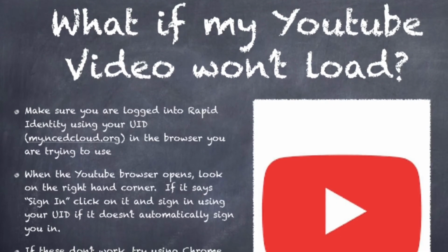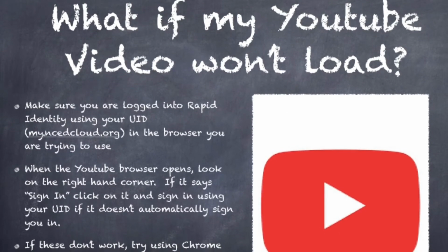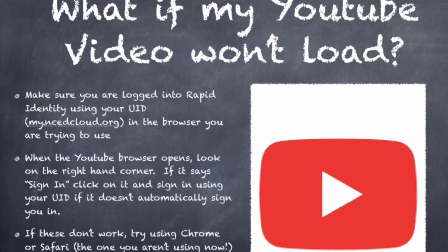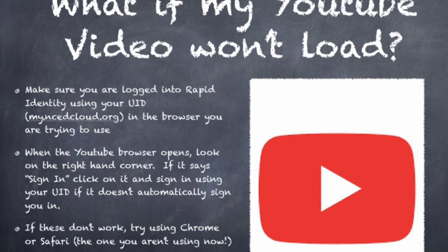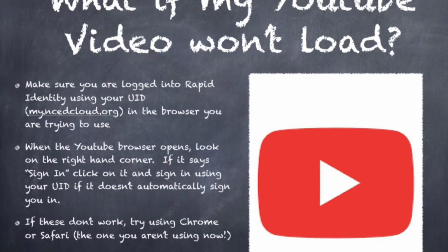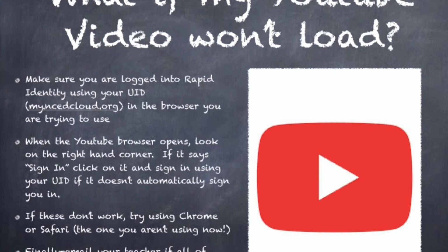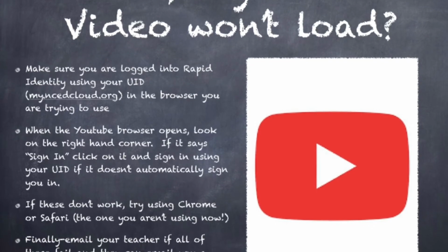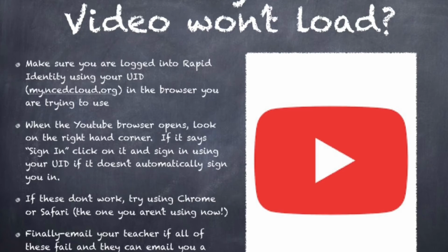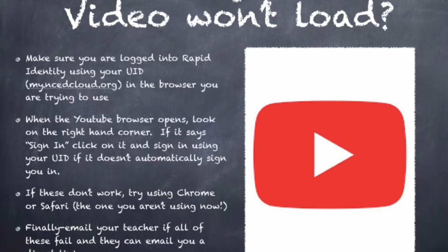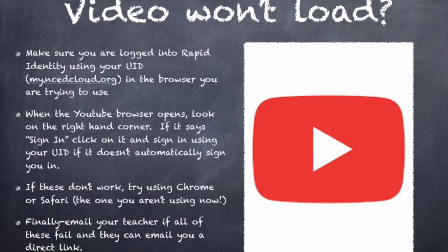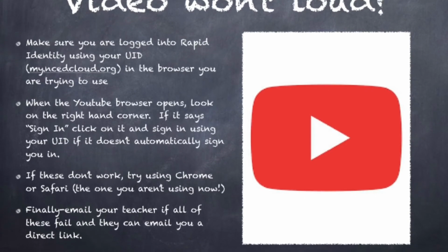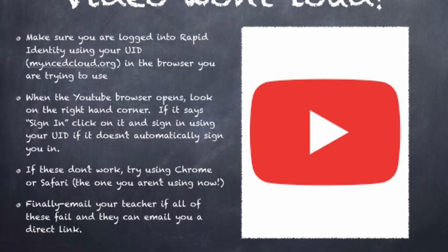If YouTube won't load in your window, then that means that you're probably not logged into your Rapid Identity. In whatever browser you are using, make sure that you log in through your NC Ed Cloud. Once you've logged in through your NC Ed Cloud, the YouTube window should open. When the window opens, make sure the right-hand corner has your name in it. If it says sign in, click on it and then sign in to your NC Ed Cloud. If that doesn't work, try another browser. Finally, the last resort is to email your teacher and they can send you a link.